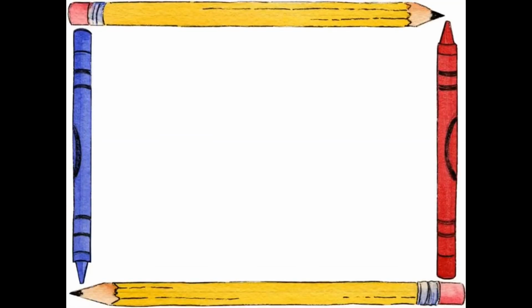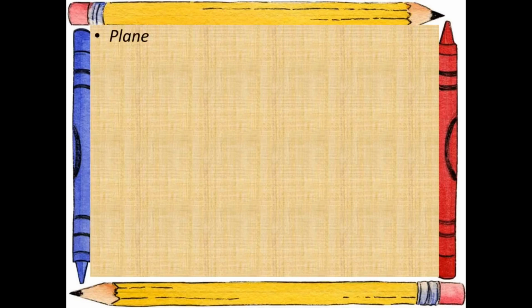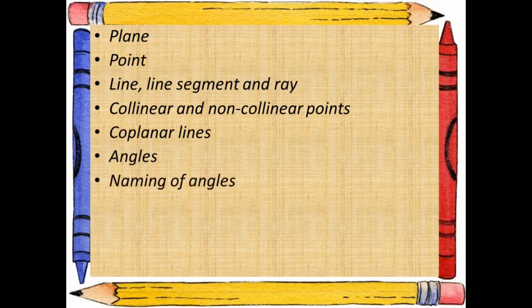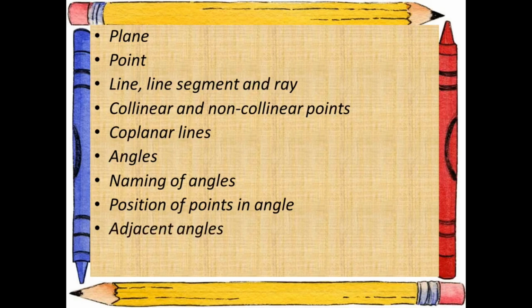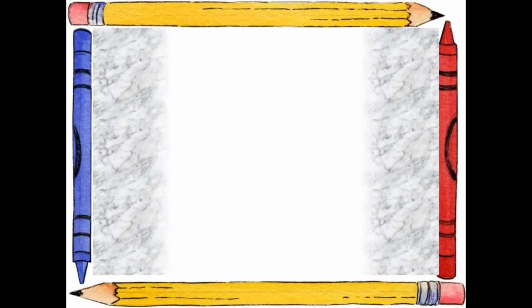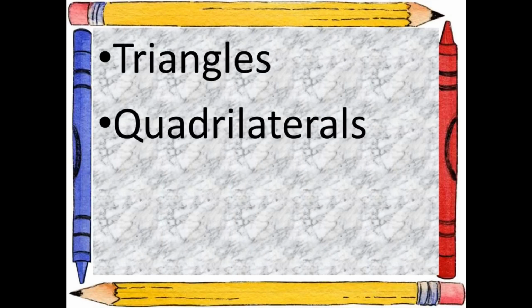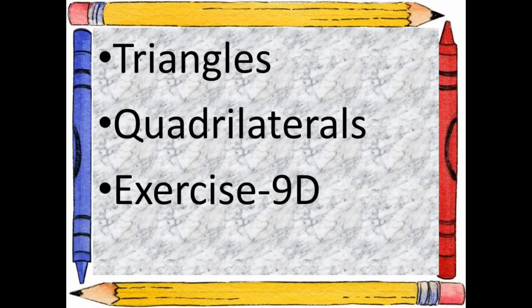Now students, in a previous video we discussed the plane, point, line, line segment and ray, collinear and non-collinear points, coplanar lines, angles, naming of angles, position of points in an angle, adjacent angles, and vertically opposite angles. And in today's video, we are going to discuss triangles, quadrilaterals, and we will do exercise 9D.